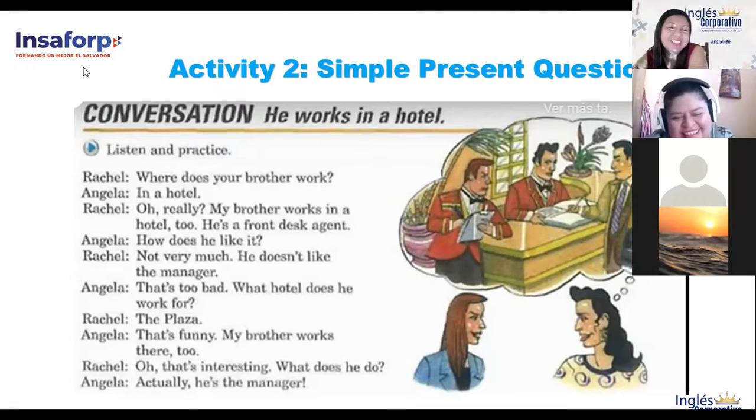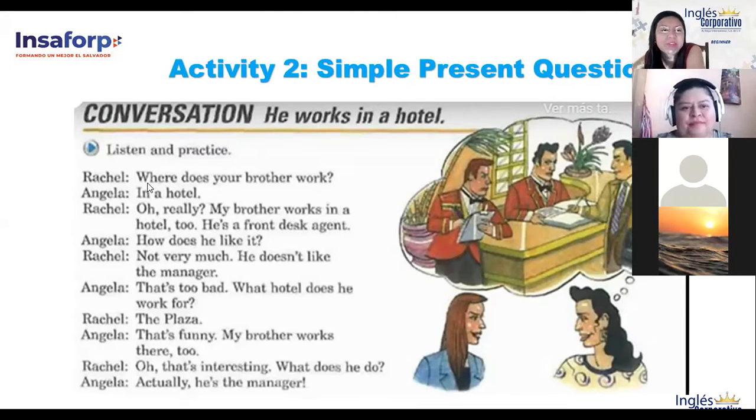Okay, so this is a very interesting conversation, right? So, Rachel's brother doesn't like his work because of the manager, and Angela's brother is the manager, so Rachel's brother doesn't like Angela's brother. Okay, good. So look at the questions.